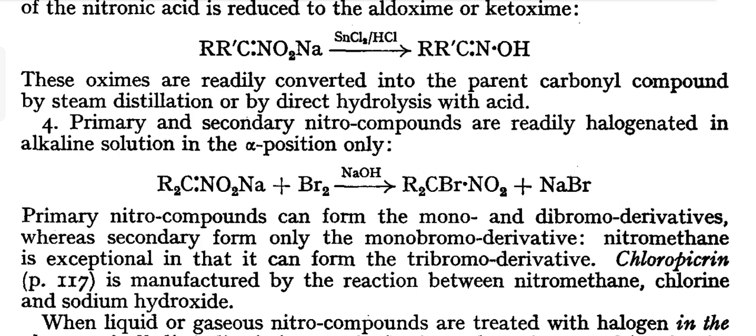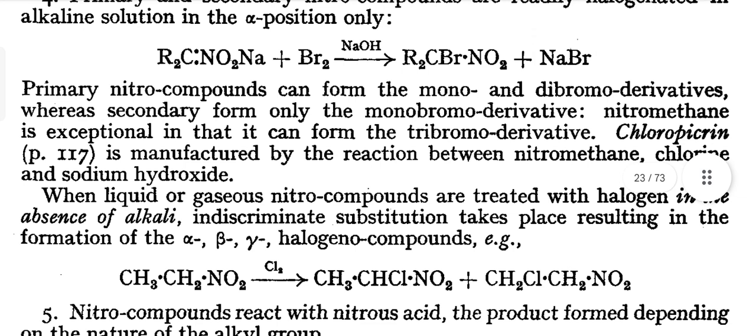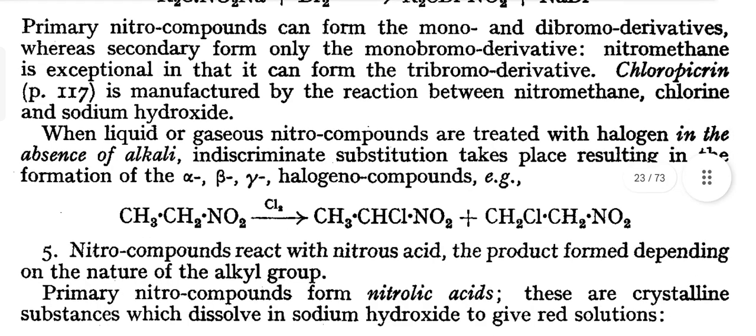Fourth, primary and secondary nitro compounds are readily halogenated in alkaline solution in the alpha position only. Primary nitro compounds can form the mono and dibromo derivatives, whereas the secondary form only the monobromo derivative. Nitromethane is exceptional in that it can form the tribromo derivative, that is, chloropicrin is manufactured by reaction between nitromethane and chlorine and sodium hydroxide.